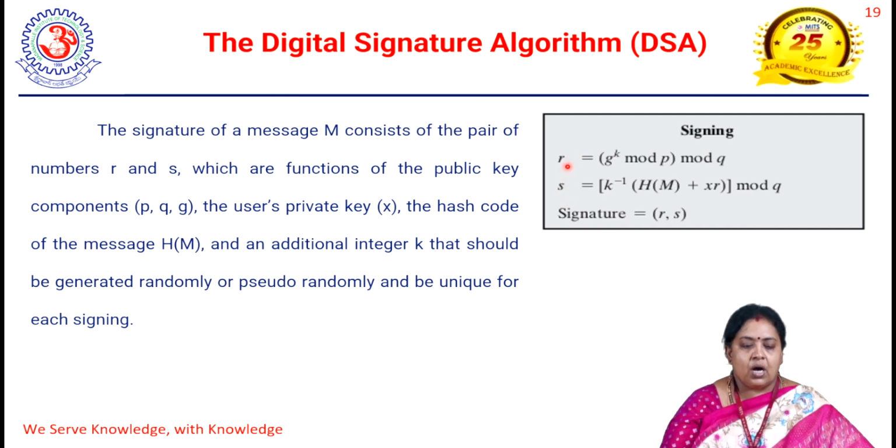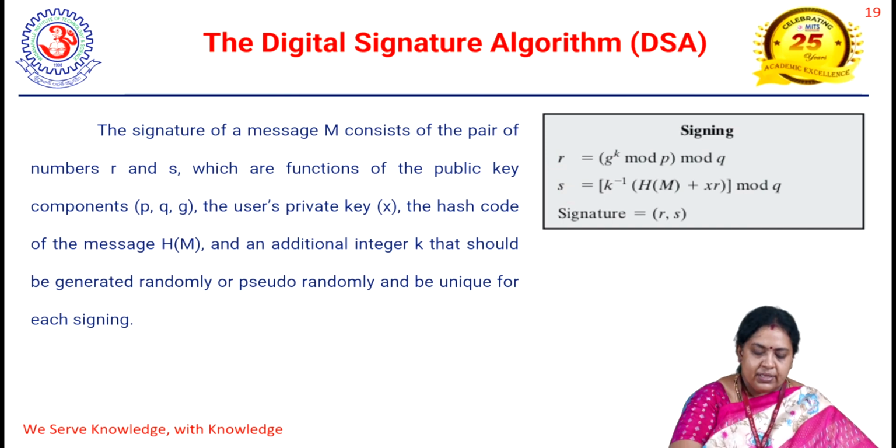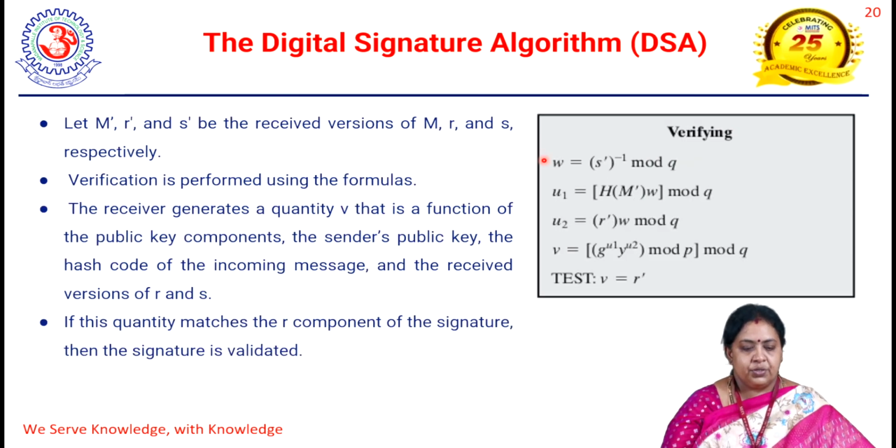How do we get R? R is G power K mod P, mod Q. By calculating G power K mod P mod Q, we get R. And S is K inverse into hash code plus X into R, mod Q. Then we get the S component. So the signature algorithm generates the two components R and S. Along with the message, these two components are sent to the receiver.